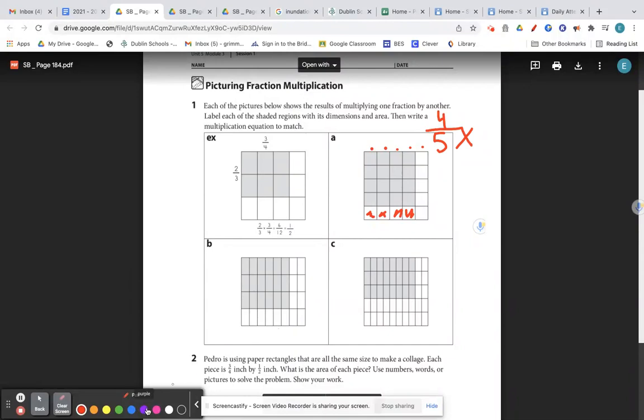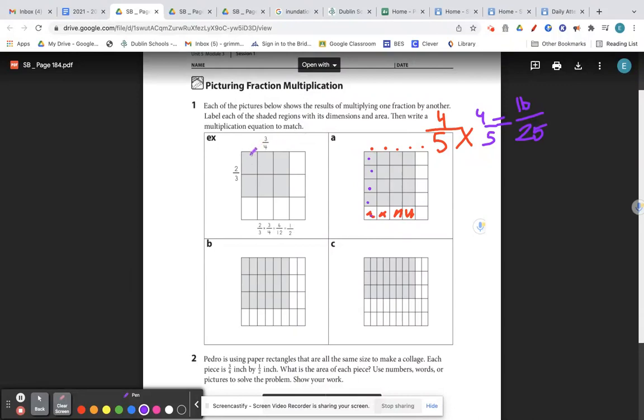Okay, now I've got to look at my left side. It's broken into 5 again, but this time only 4 of the fifths are shaded. So if you count them all, it should be 1, 2, 3, 4, 5, 6, 7, 8, 9, 10, 11, 12, 13, 14, 15, 16, which is 4 times 4. And then 5 times 5 is 25, which is the total amount.